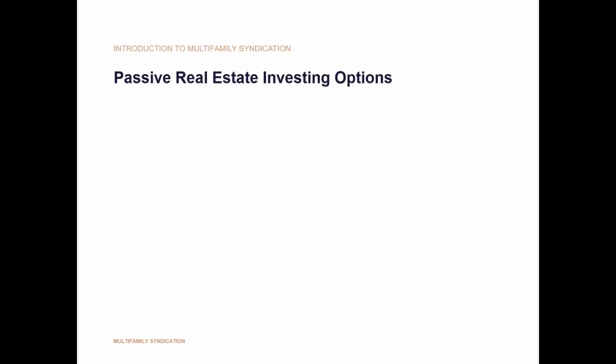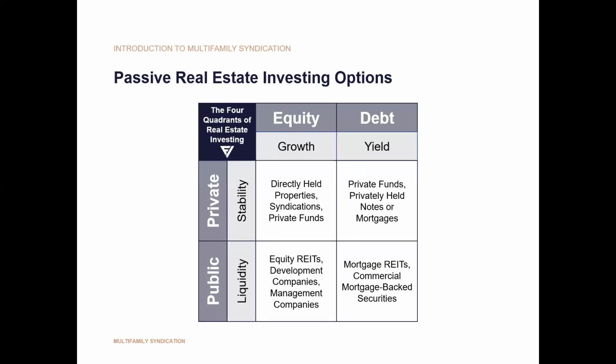So when you look at passive real estate investing options, we like to look at it as four separate quadrants. I'm sure you've seen diagrams like this before, but the way that we've separated it is that private equity is the one that is for stability and growth. You can see private debt, and this is for stability and yield. This would be your private funds, your privately held notes, your mortgages. This is if you're making a private loan onto someone else's project and you're secured by that mortgage, that would be the private debt.